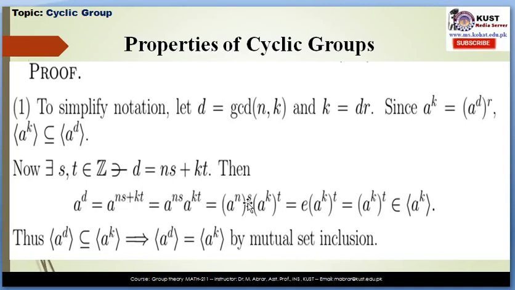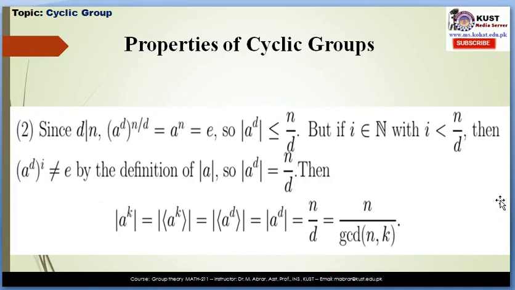These are just simple steps, and consequently we see we are able to write a^d as a power of a^k. So it means it goes to the set of all powers of a^k, and consequently the cyclic group generated by a^d is contained in the cyclic group generated by a^k, and by mutual inclusions we conclude that these two are the same.